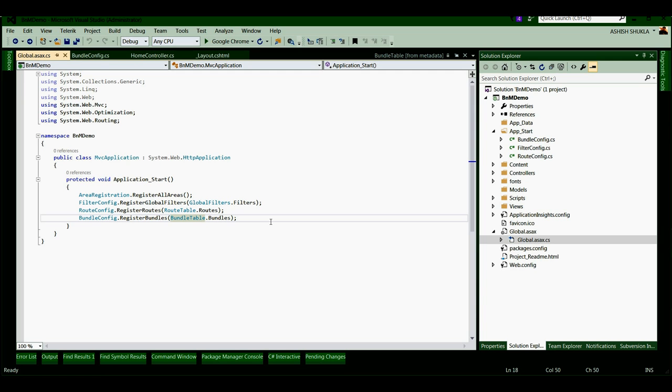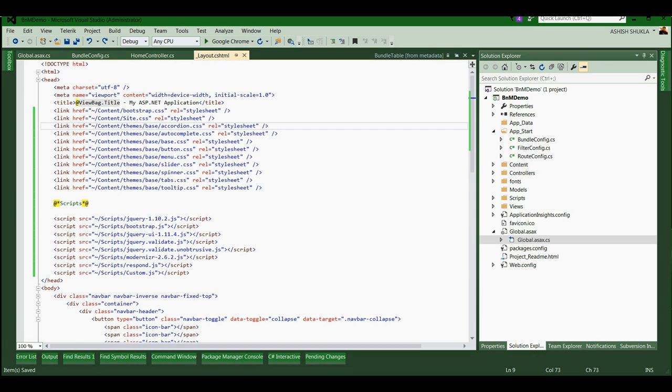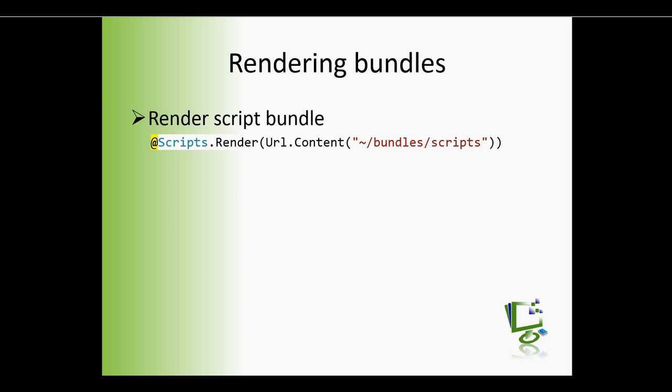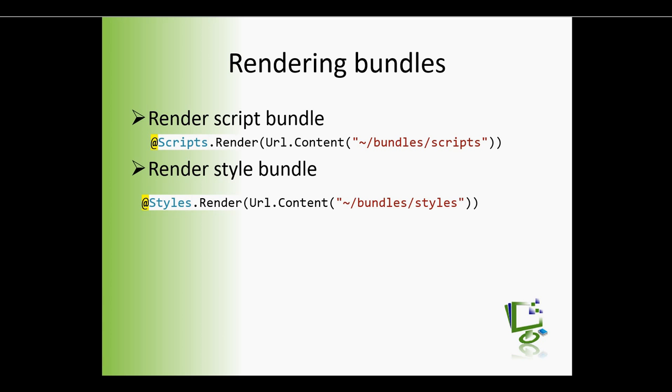So up to this point I have configured my bundle with the ASP.NET MVC runtime, and I have defined my bundles. The only thing remaining is how to render these bundles. The ASP.NET MVC framework provides Scripts and Styles helpers, and we can render these bundles using the Scripts and Styles helper. In the Scripts and Styles helper we need to pass the virtual path of the bundle that I have created earlier. So let's see how we can render these bundles in the demo application.